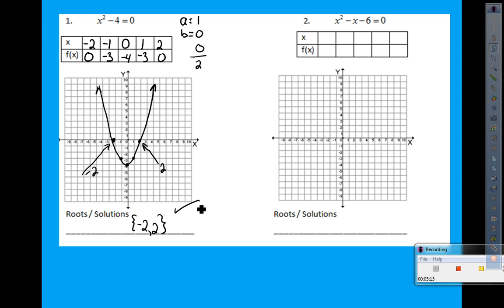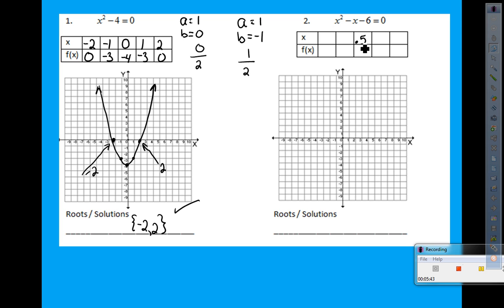Here's my number 2. Be careful on this one. In this case, my A happens to be 1, and my B happens to be -1. Well, watch what happens when I do the opposite of B over 2A. The opposite of -1 is 1, over 2 times 1 is 2. So my main x value is 1/2 or 0.5. Whatever you like to use there between 1/2 and 0.5.